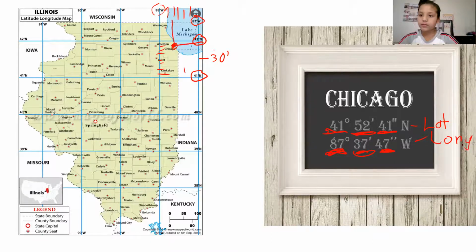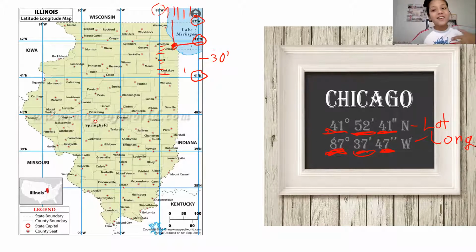This is longitude. So we did it. We found the absolute location of Chicago. Here's the absolute location: 41 degrees, 52 minutes, 41 seconds north for latitude. And for our longitude, it's 87 degrees, 37 minutes, 47 seconds west.